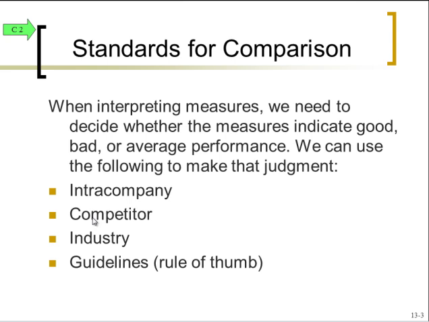Guidelines, these are rules of thumb that you have to be careful when you're using because your industry may be a little different than the general rule of thumb. For a quick example, we'll see this later on. The current ratio, the general rule of thumb is that 2.0 is a good current ratio. 1.0 would be a good quick ratio. But that may differ depending on what company you're in or what industry you're in.